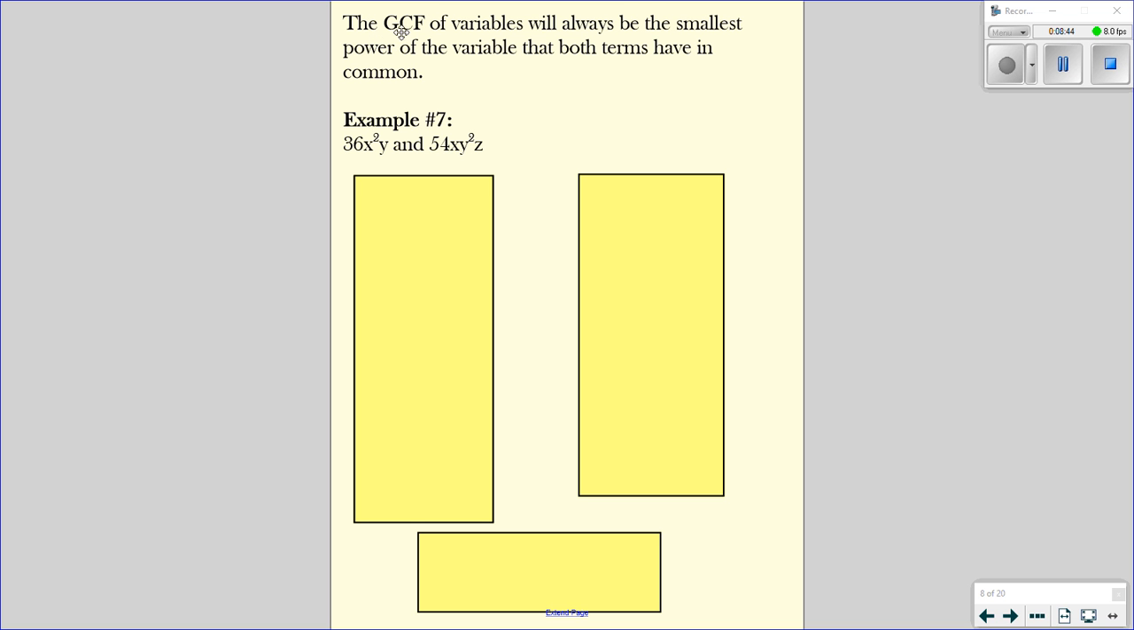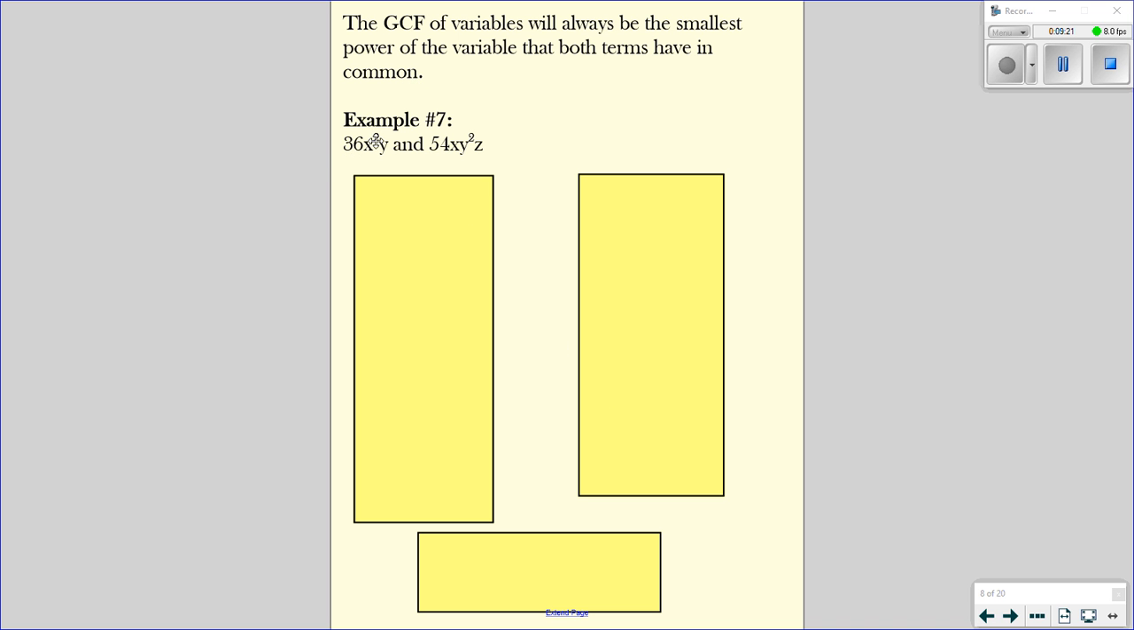Okay, so now the GCF of variables will always be the smallest power of the variable that both terms have in common. So you're not only going to deal with numbers, you're also going to deal with variables, and they're going to have exponents. So when you have to find the GCF that includes numbers and variables, with the variables you look for the smallest power between the terms, however many terms you're dealing with.